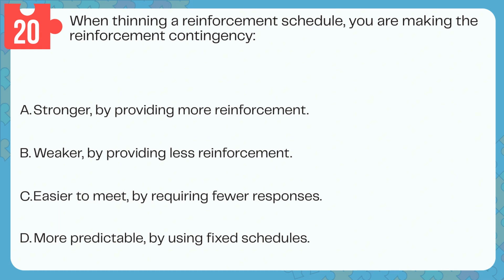Question 20. When thinning a reinforcement schedule, you are making the reinforcement contingency: A. Stronger by providing more reinforcement. B. Weaker by providing less reinforcement. C. Easier to meet by requiring fewer responses. D. More predictable by using fixed schedules.